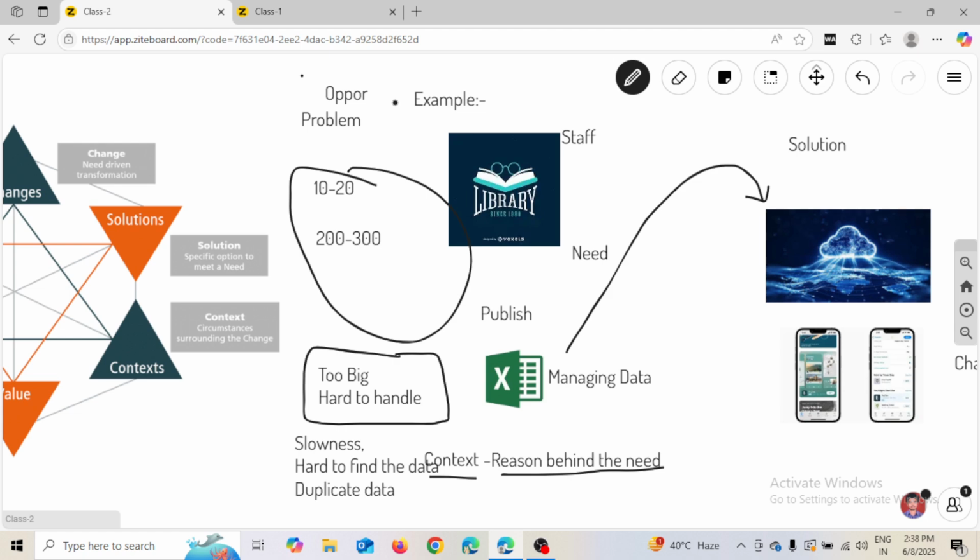Why so? Because if the numbers are increasing, basically it is going to increase in financial terms. They are going to gain more money, right? So a need could be a problem, or a need could be an opportunity. Like for you, if you are working in the library, it is a problem. And if you are working in a company that provides cloud solutions, then for you it is an opportunity, right?